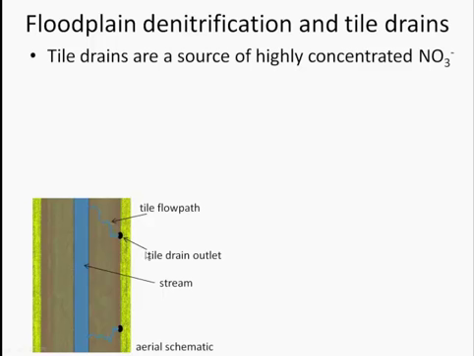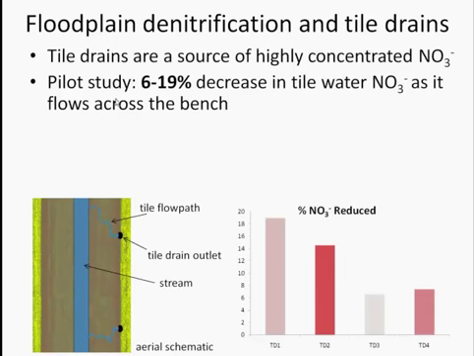And we were wondering what happens to the nitrate in that tile drain flow path. So we know that tile drains are a source of highly concentrated nitrate. And so we looked at that, and here's the result. We looked at 4 different tile drains at one site. This is at Creel Ditch, which is one of the sites that John showed in his introduction. And we see a 6 to 19% decrease in tile water nitrate as it flows across the bench.